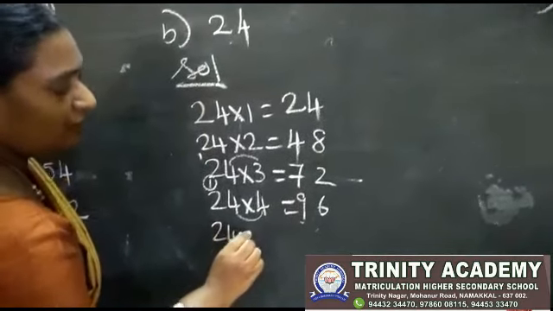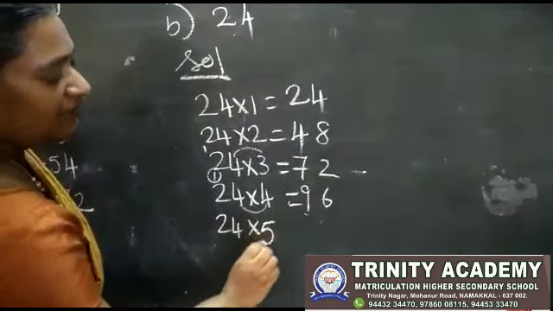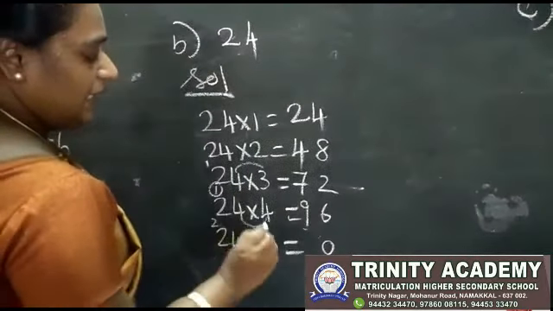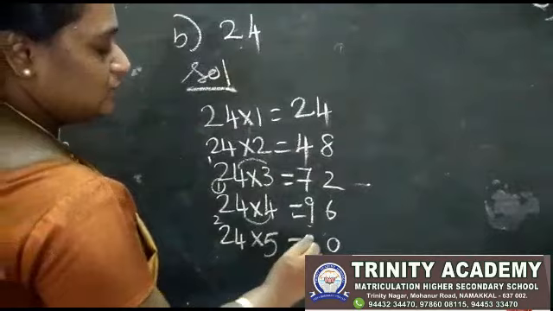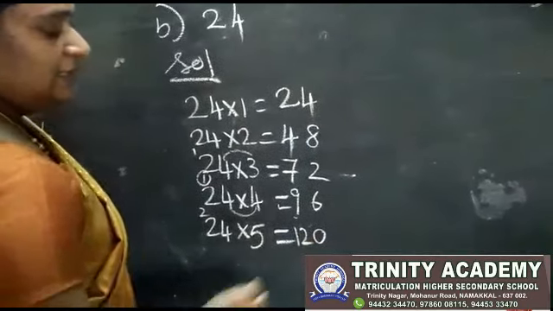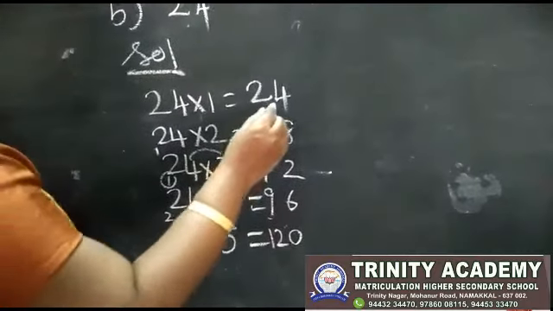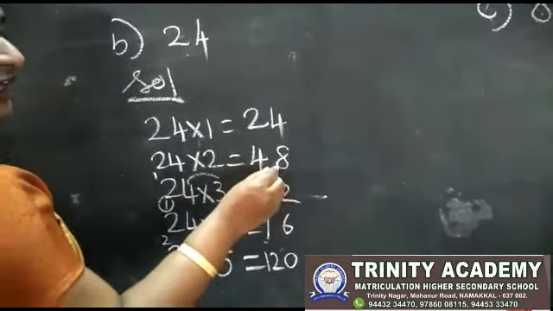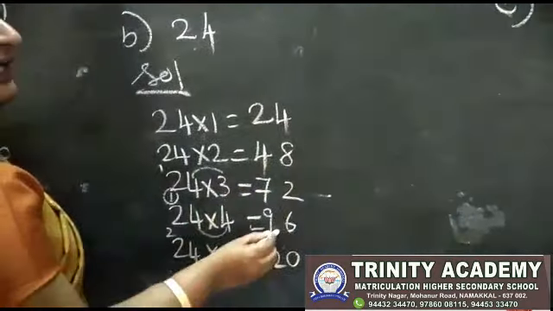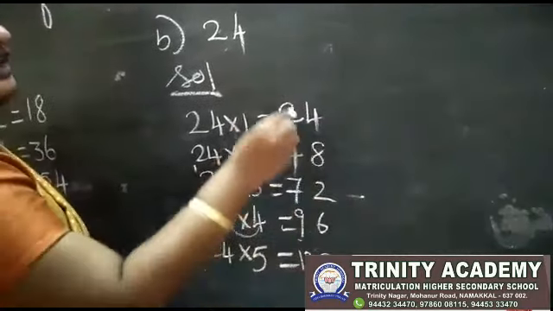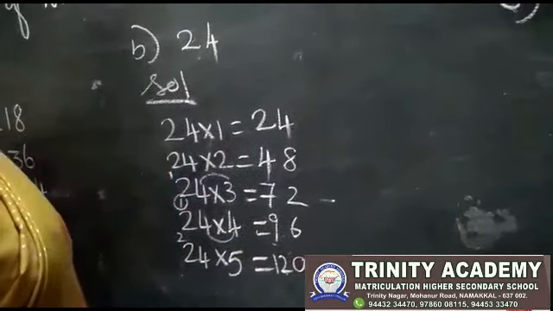Similarly, 24 into 5. So 5 fours are 20, 2 carry over. 2 fives are 10, 10 plus 2 is 12. 120. So the first 5 even multiples of 24 are 24, 48, 72, 96 and 120. So these are the first 5 even multiples of 24.